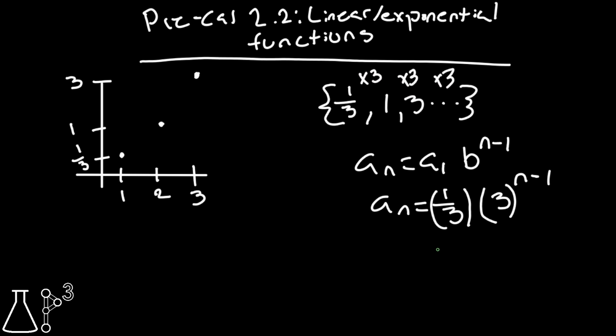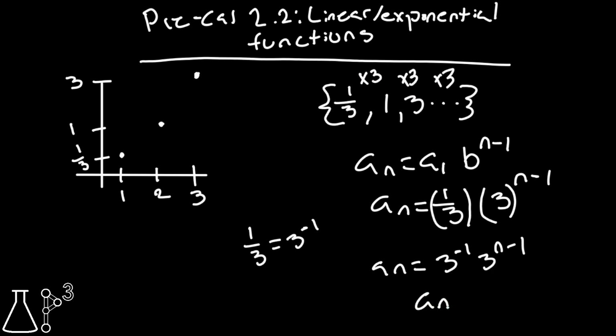And actually, in this case, I'm going to show you something. This 1/3 is actually equal to 3 to the negative 1. So we can rewrite this as 3 to the negative 1 times 3 to the n minus 1. This is just a rule of exponents: whenever you're multiplying two numbers with the same base, you add the exponents. So you get a_n equals 3 to the n minus 2. This is kind of the condensed version, I guess, of how you would write it.